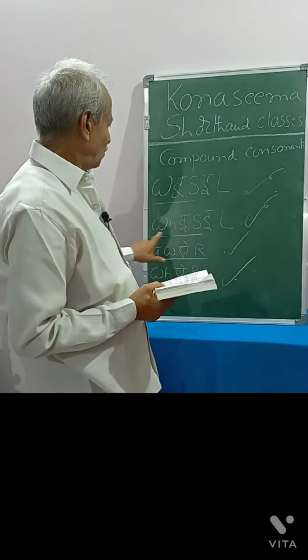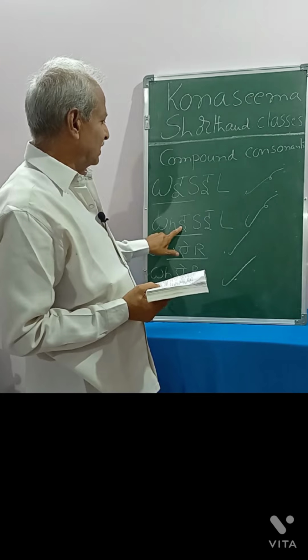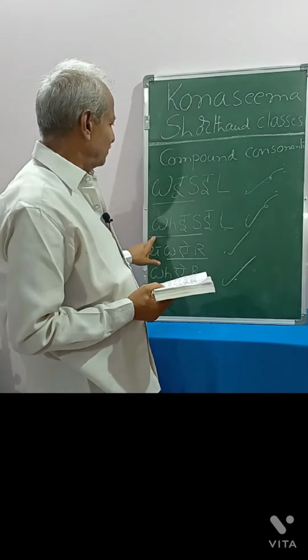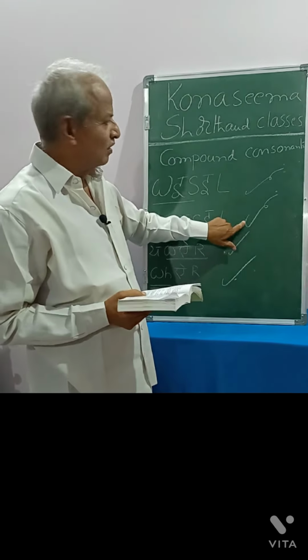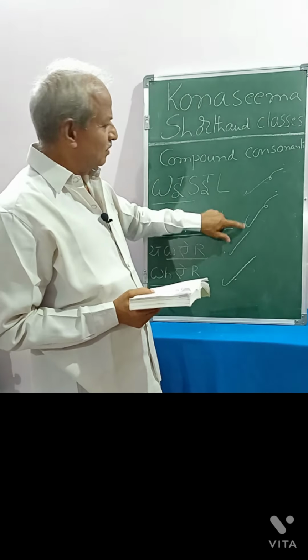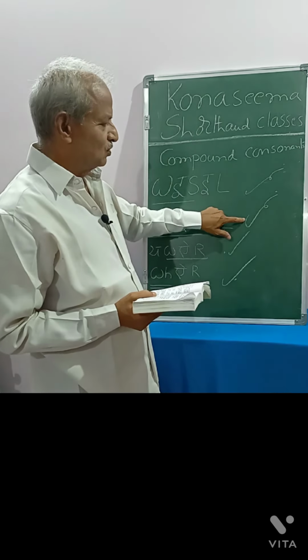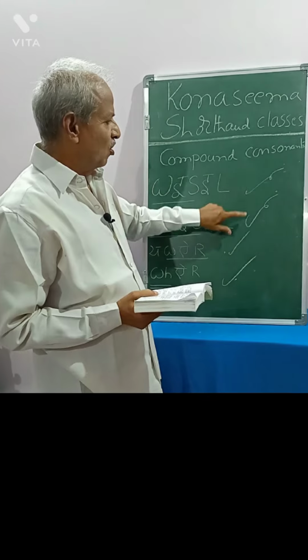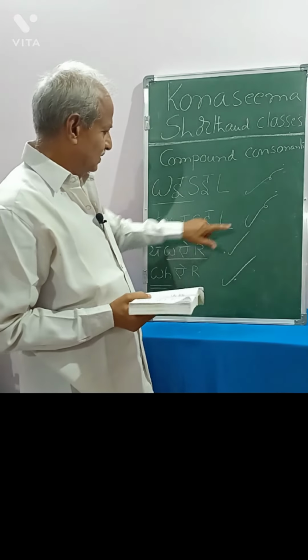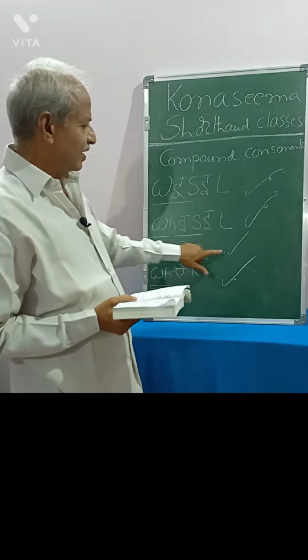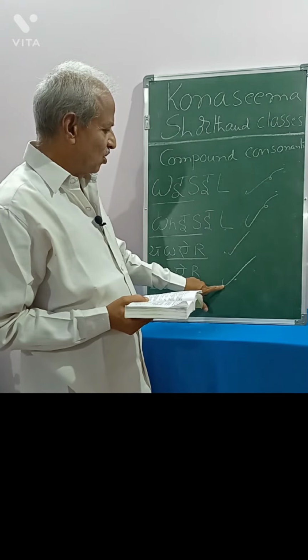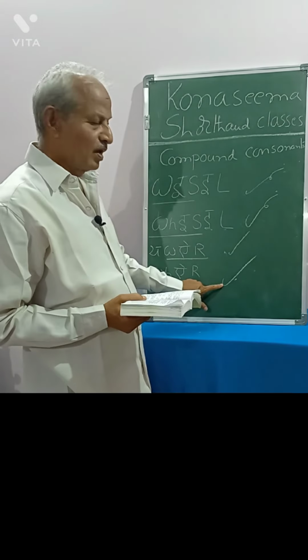Whistle, whistle. With large hook we have to write same motion, but this is small hook, this is large hook. Whistle, whistle. And here I wear, whereas wear, WH, wear.